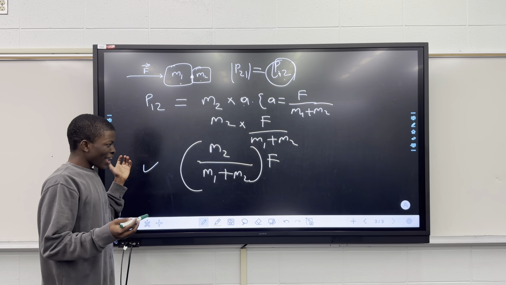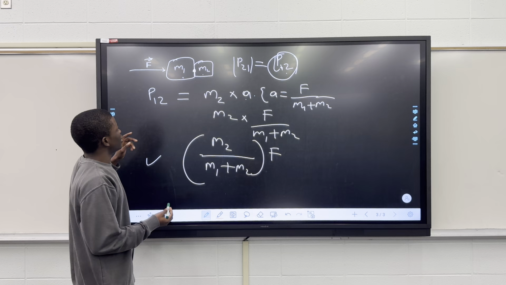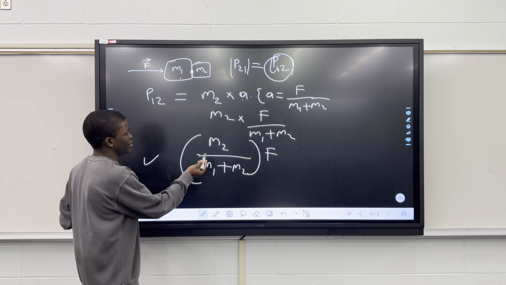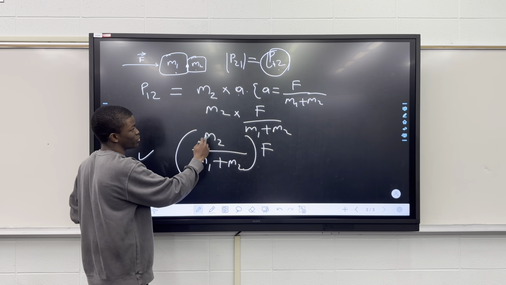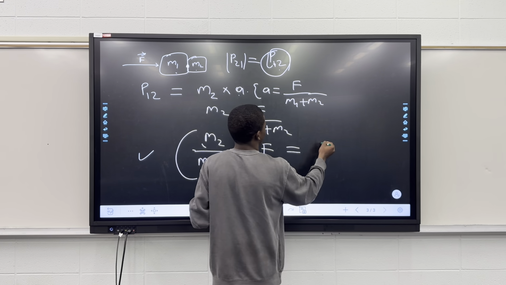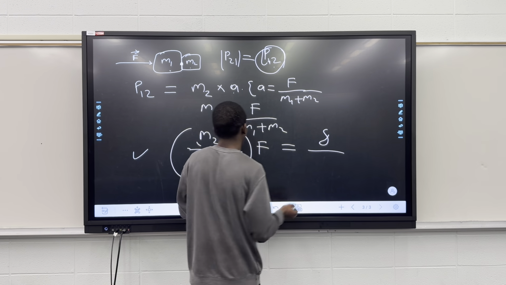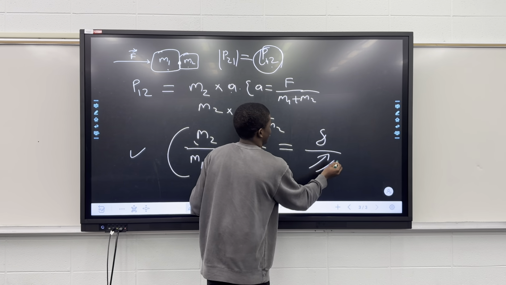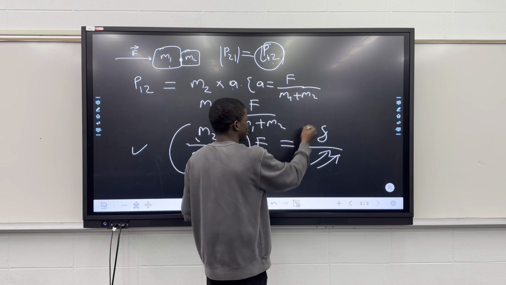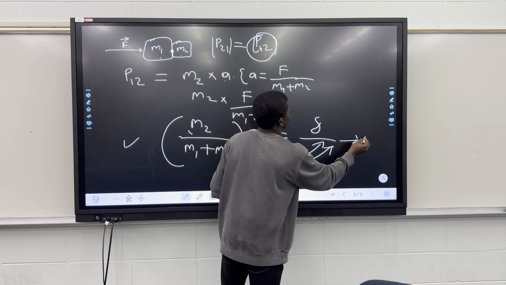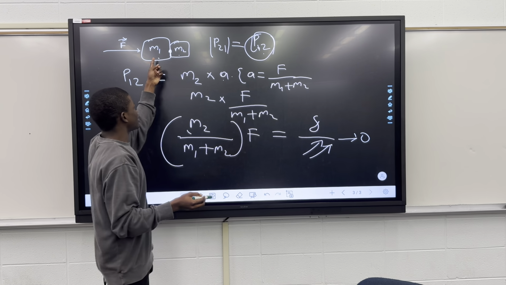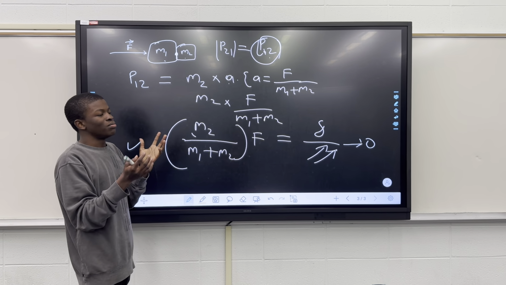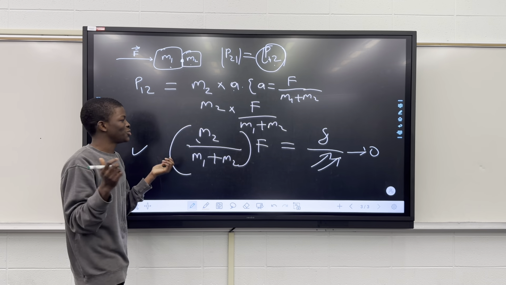You notice through this equation that if M1 is much larger than M2, the numerator will be really small, let's say delta, while the denominator will be really large. So this expression will be more like 0. If mass M1 is really big, the contact force between both of them will be near 0. They will be negligible, so to speak.